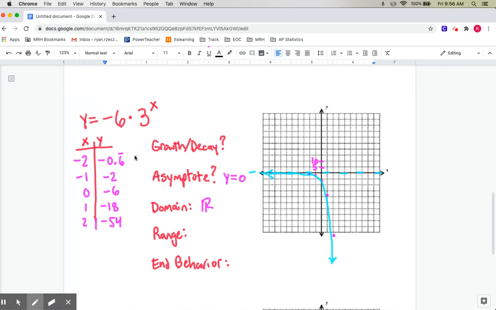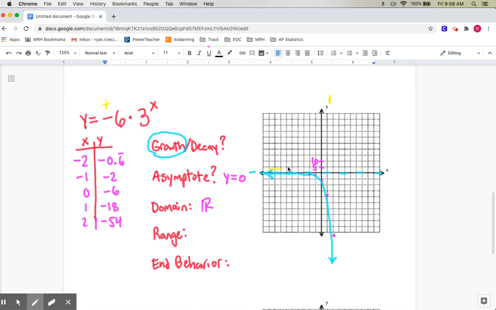So growth or decay is a weird thing for this sort of graph right here. This graph is actually considered exponential growth. It's just growth in the negative direction. If this graph had a positive number right here, if this was a positive 6, it would look like this. Because what that negative does, if you guys remember from our square root lessons, is it flips it over the x-axis and makes it go upside down.